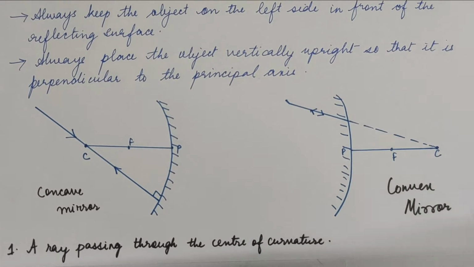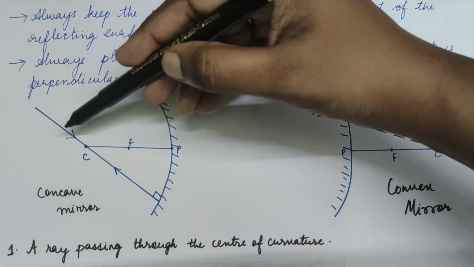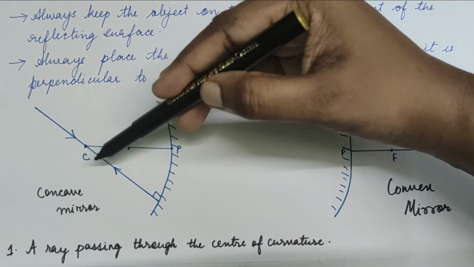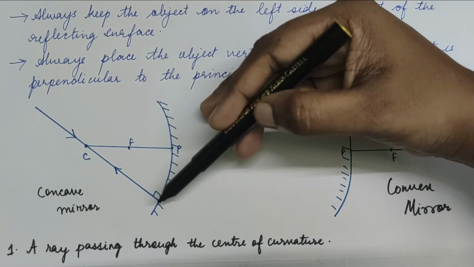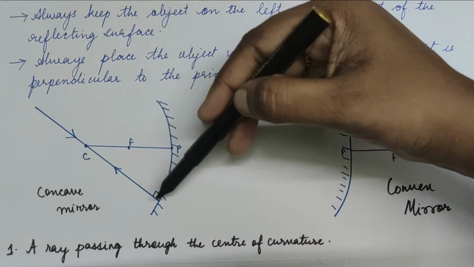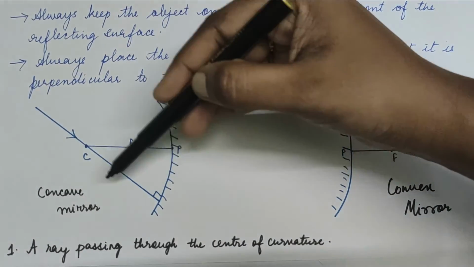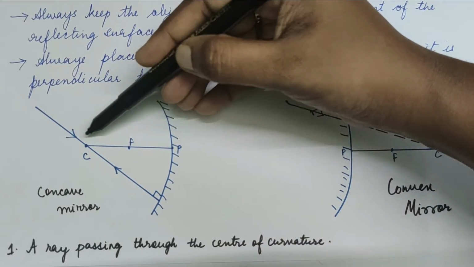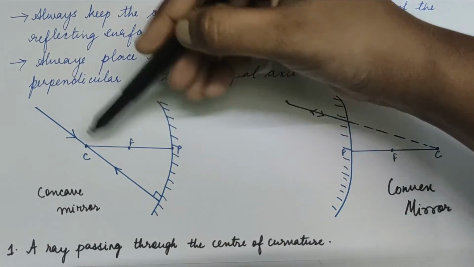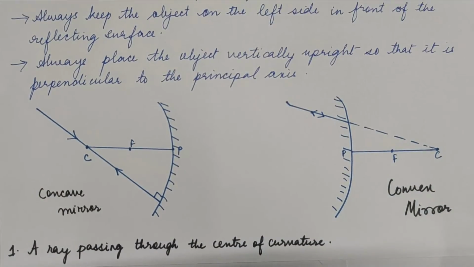For a concave mirror, as you can see here, I have drawn the ray which is coming and passing through the center of curvature. It is falling on the mirror and it is retracing its path back. So you can see this is a coming ray and this is a going ray, and it is the same path through which it had come.